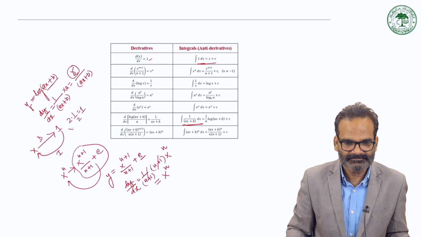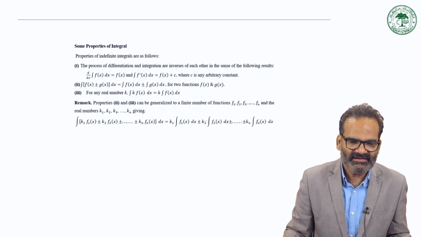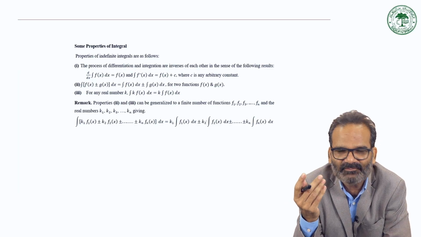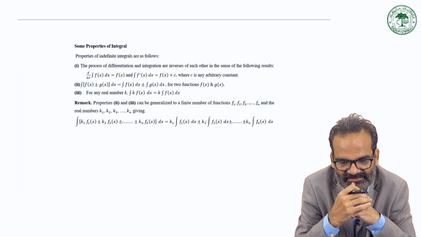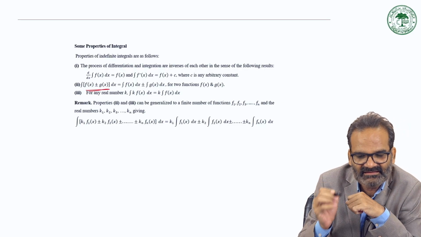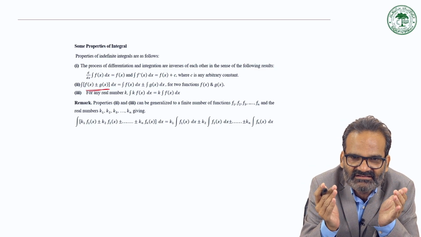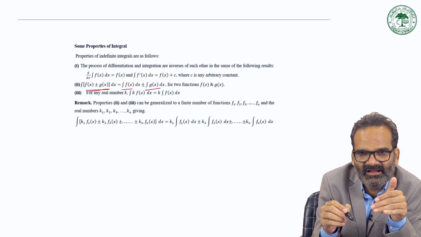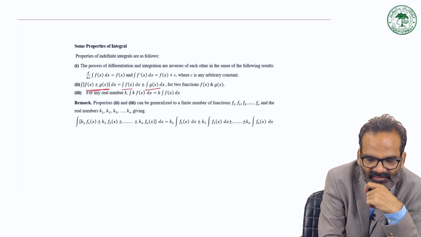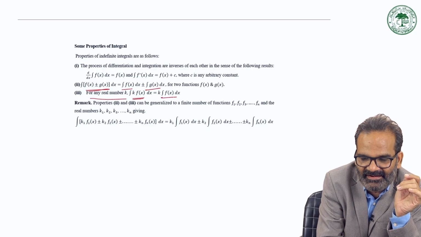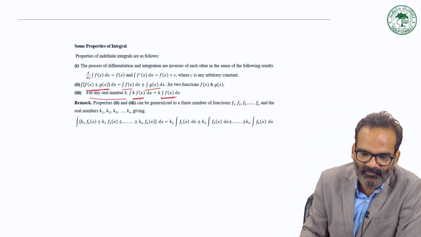Let us take some properties. The properties of the different integrals are what? The processes of differentiation and integration are inverses of each other. I have already discussed this thing. Property 2 is what? If two functions f(x) plus or minus g(x) are added or subtracted, then we can find its integral by integrating them separately and adding them if they are added and subtracting them if they are subtracted, right? Property third is what? For any real number k, if a number k is multiplied with the function f(x), then k can be taken outside the integral and we will integrate the function f(x).